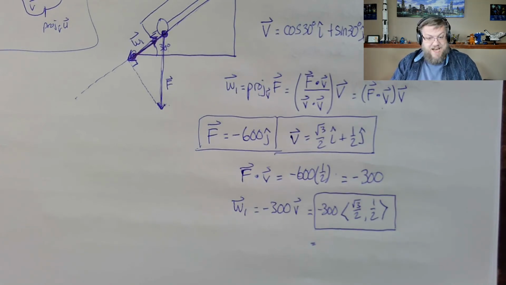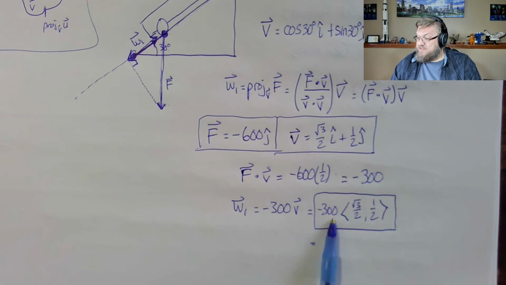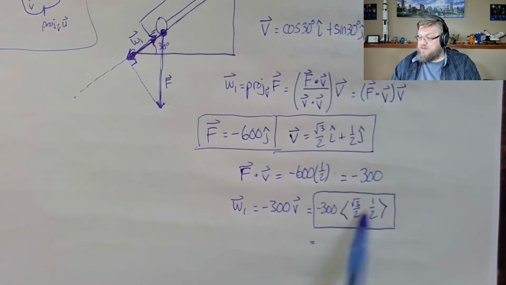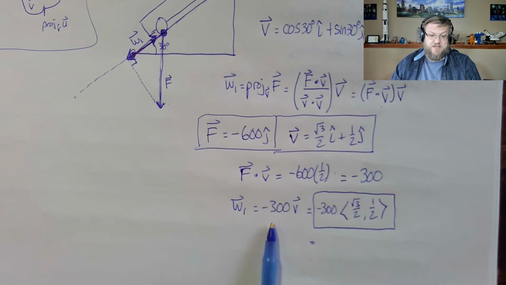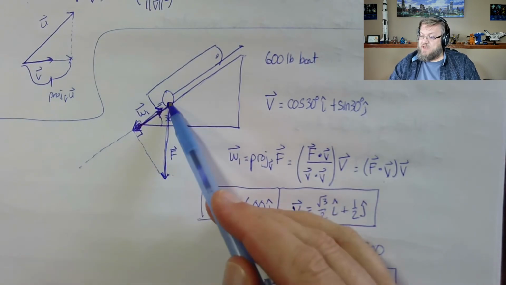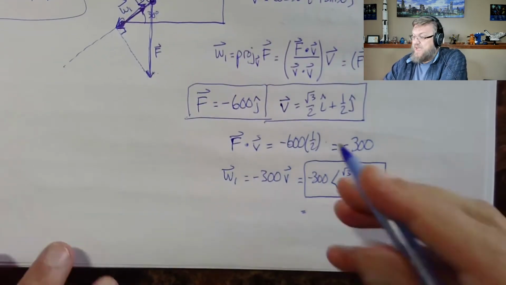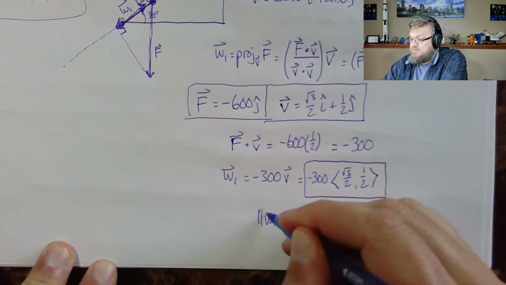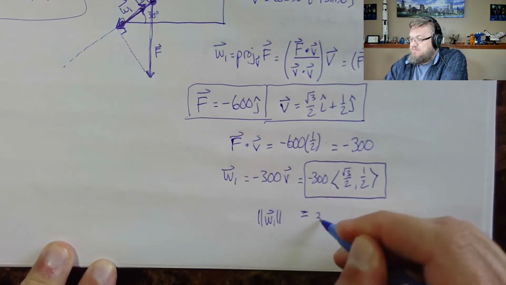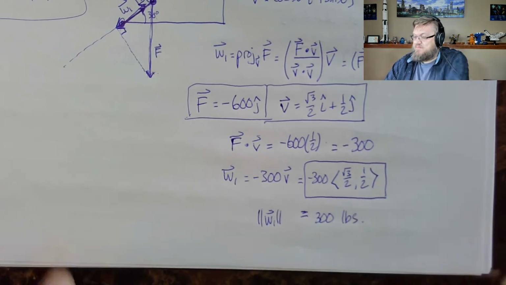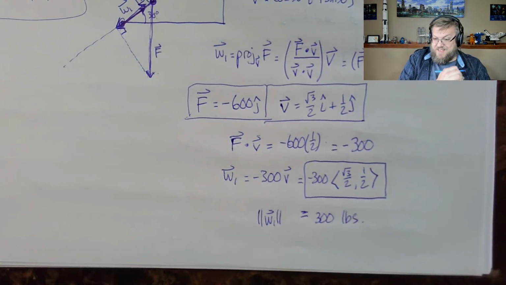I can tell you the magnitude of it, right? The magnitude of this force, since v is a unit vector, means that the magnitude of the force is 300. So I would have to apply a force of 300 pounds to keep this from rolling down this 30-degree incline. Okay? So the magnitude of W1 is equal to 300 pounds. And so therefore, that is what I would have to apply to keep this from slipping down the ramp. Awesome.